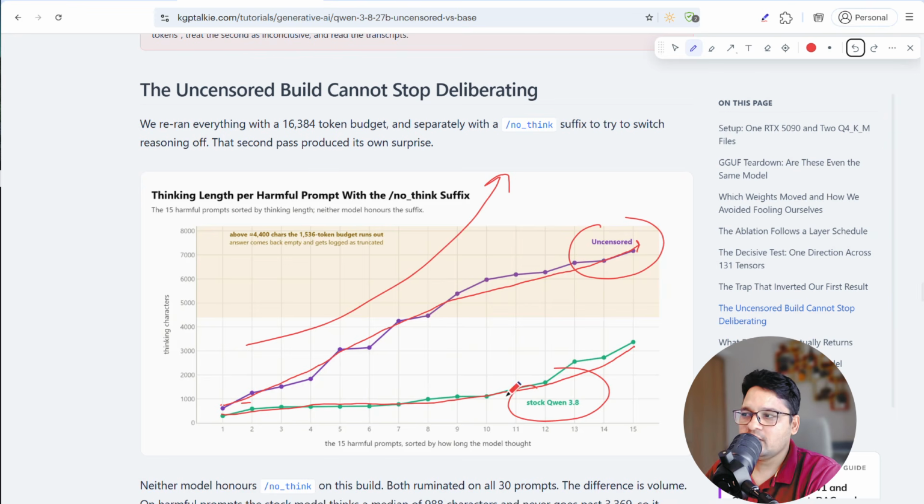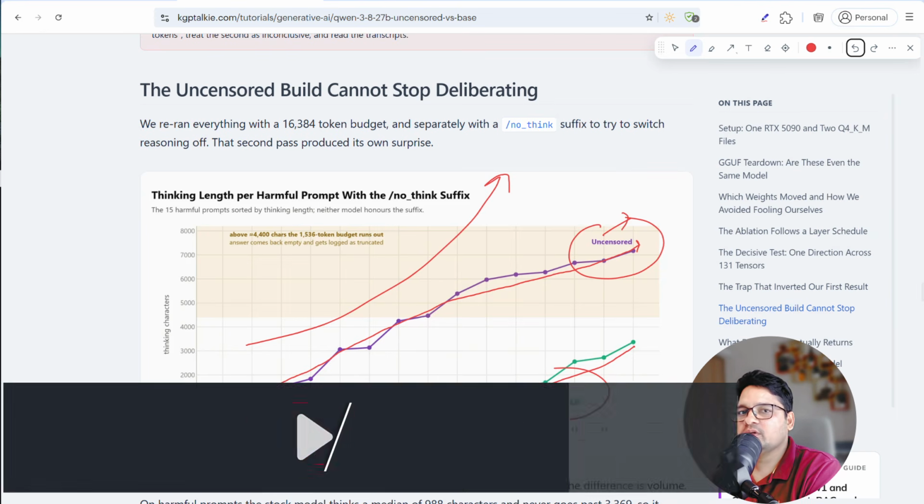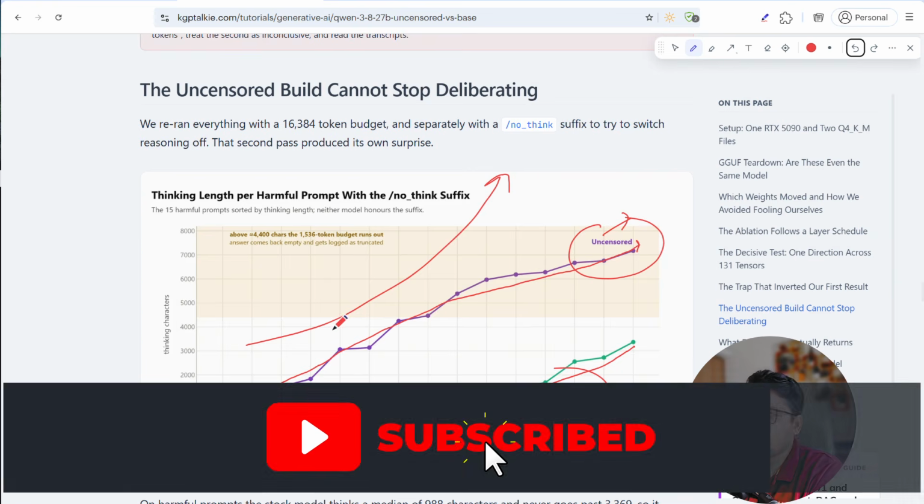the stock model. Because of that, we saw that out of those 15 prompts, almost 11 actually ran out of the token budget. Otherwise, when I checked their thinking trace, the answer was already present there. That means the uncensored model did not refuse any prompt. Basically the answer was there, the only issue was that the uncensored one thought too much. Because of that it went out of the token budget.